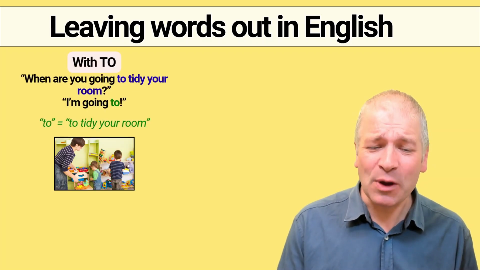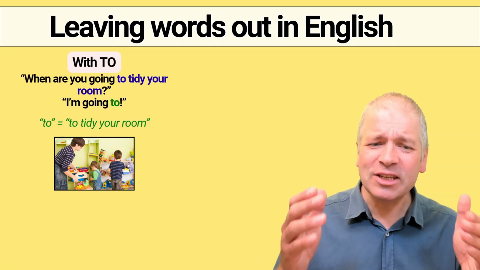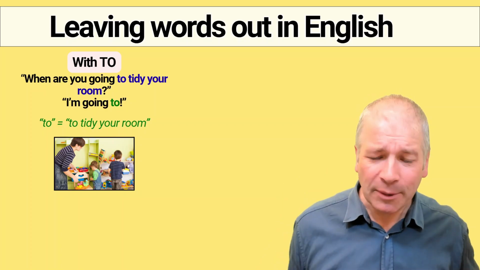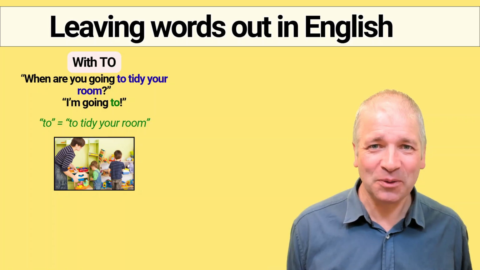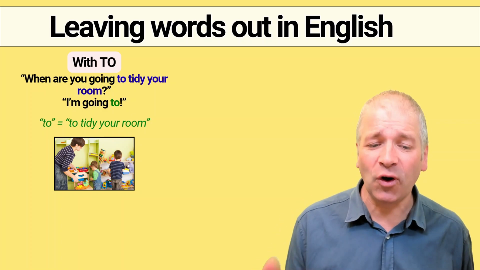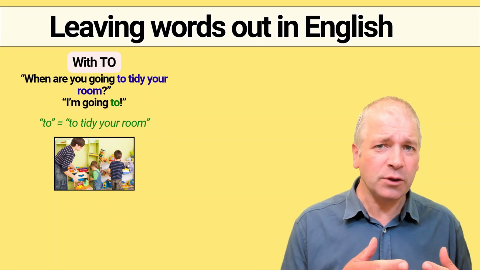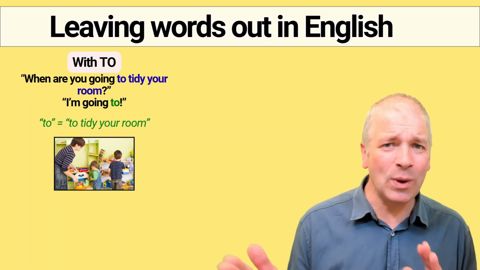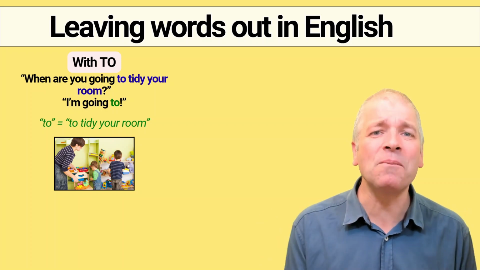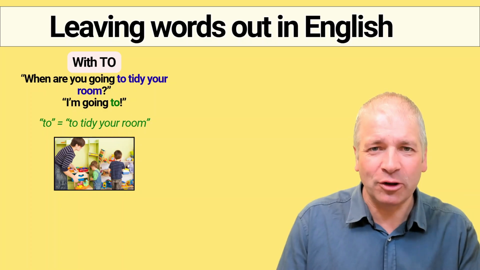First of all, leaving words out with to. When are you going to tidy your room? The parent says to the children in this photo. I'm going to, replies the child. Now, what does going to mean? Well, to actually means to tidy your room. And sometimes when we're answering after the preposition to, we can leave out the rest if it's clear from context. Here, it's obvious that it means I'm going to, and then do the things which you've just mentioned.